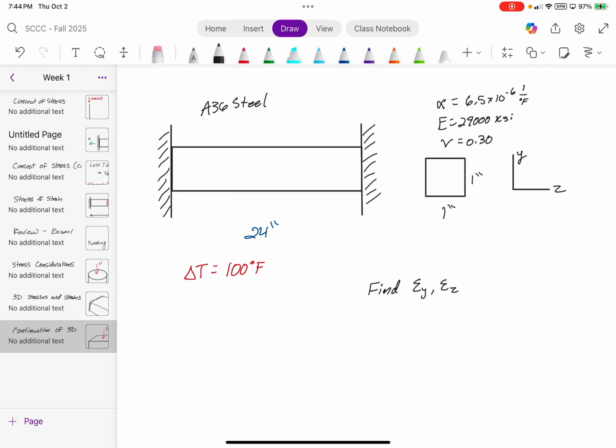I think everyone kind of grasped thermal a little bit better than lateral strains. Would I be correct in that assumption? All right, so you guys should be able to find the stress without issue.